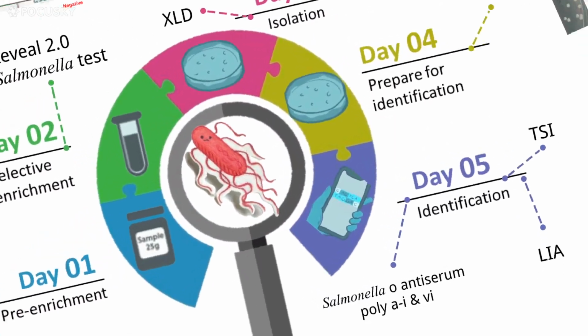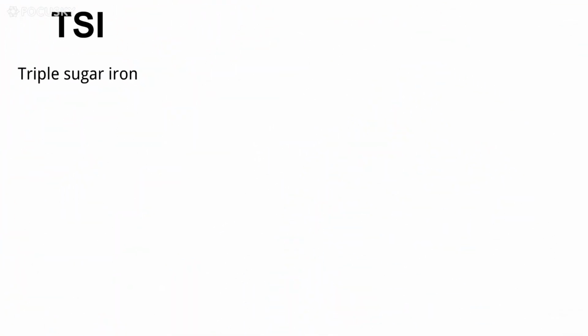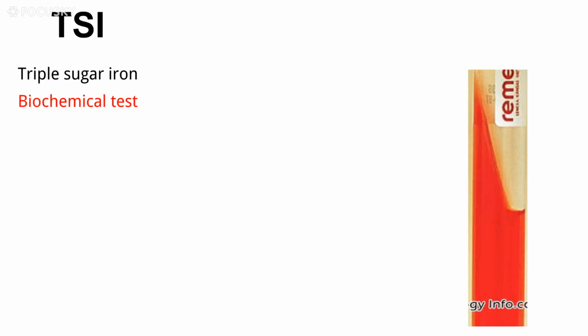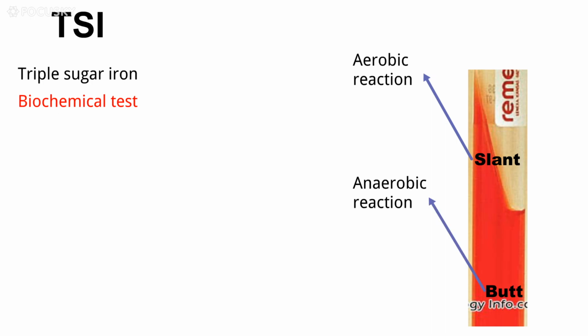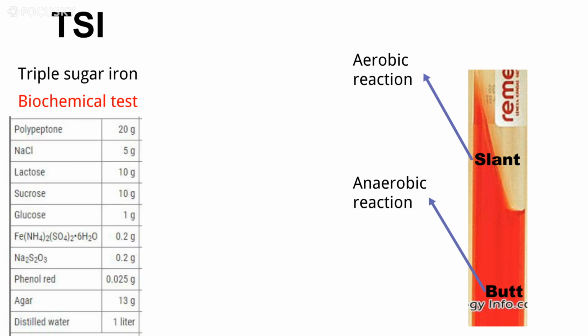TSI stands for triple sugar iron. It is a slant agar used for biochemical tests. It is called slant agar because, as shown in the picture, this agar contains a slant and a butt. Reactions that happen on the slant are aerobic, while reactions at the butt are anaerobic. This medium also contains 3 types of sugar: glucose, lactose, and sucrose in the proportion of 1 to 10 to 10. It has peptone as a nitrogen source, which is a secondary nutrient.